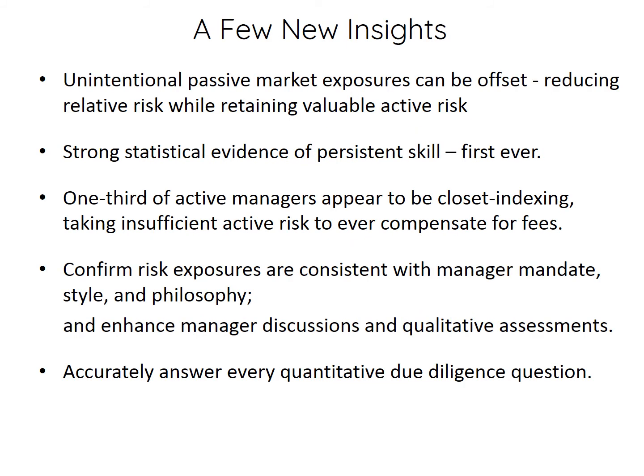Imagine some of the implications. Since unintentional passive market exposures are a byproduct of virtually all active strategies, when these exposures are properly defined, they can be offset, reducing relative risk while retaining the active risk worth paying for. And separating these exposures from active performance reveals persistent skill. Managers in the top skill decile are twice as likely to outperform over the subsequent 3 years. Managers in the bottom decile are more than twice as likely to underperform.